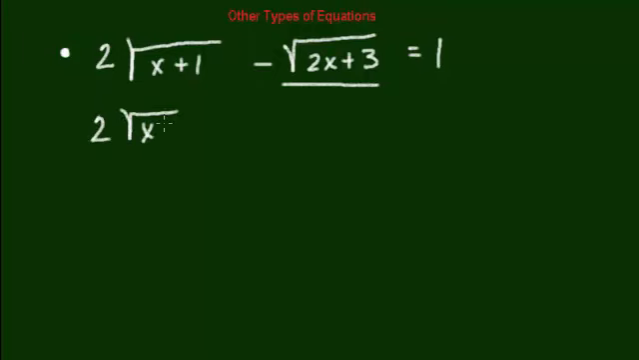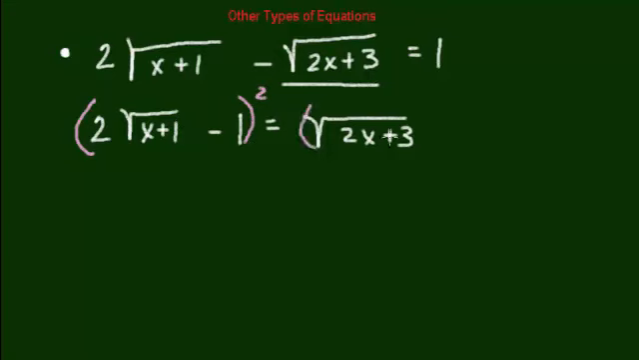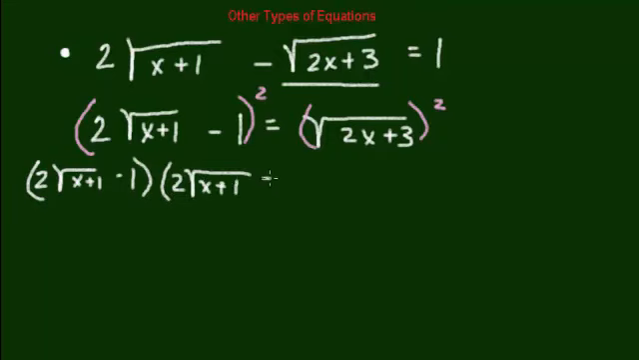So I have 2 times the square root of x plus 1, minus 1, equals the square root of 2x plus 3. Then I'm going to square both sides, which is going to be an utter mess because I have to square the entire side, which is messy on the left. Ridiculously messy because this is actually 2 square root x plus 1 minus 1 times itself: 2 square root of x plus 1 minus 1.